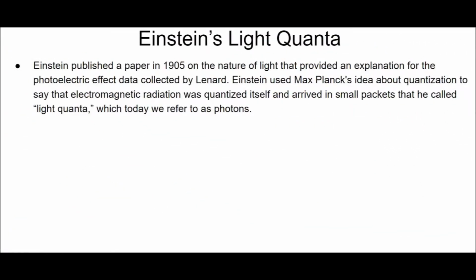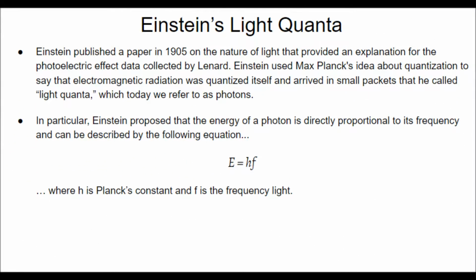Near the beginning of the 20th century, Einstein provided an explanation of Leonard's results through a paper he published on the nature of light. Einstein took Max Planck's idea of quantization a bit further by saying that electromagnetic radiation itself was quantized and arrived in small packets of energy that he called light quanta, which we now refer to as photons. In particular, Einstein proposed that the energy of a photon is directly proportional to its frequency and can be described by the following equation: E equals hf, where h is Planck's constant and f is the frequency of light in question.